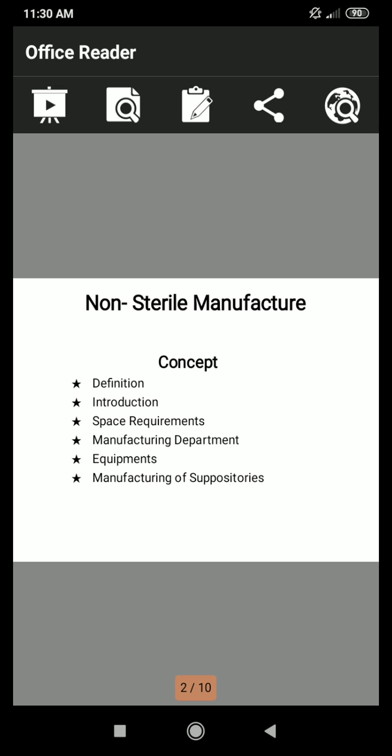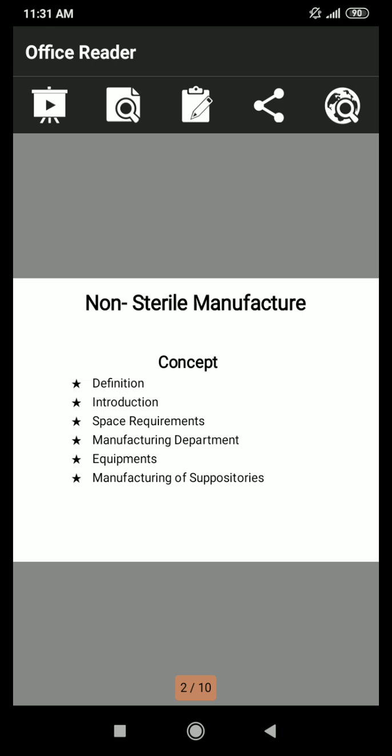Today I will start the lecture of Hospital and Clinical Pharmacy, chapter number 6, that is non-sterile manufacture. Let us shortly look at what we saw in the previous lecture. Definition of non-sterile manufacture, then introductory part, space requirement, then manufacturing department, equipments and manufacture of suppository.